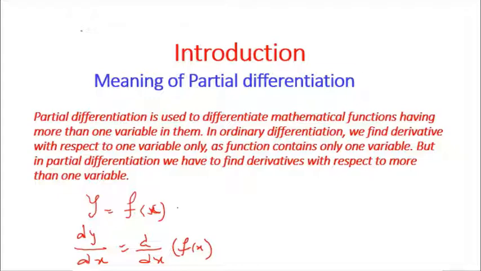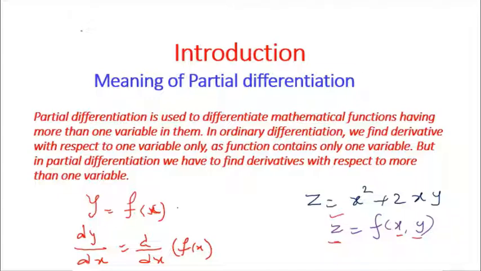But suppose I have a function like this, z is equal to x square plus 2xy. So here z is a function of x comma y. There are two independent variables x and y and one dependent variable z. Z is a function of more than one variable. Then in this case, what do you do? Do you find dz by dx, that is, differentiate z with respect to x? Or do you find dz by dy, that is, differentiate z with respect to y? What do you do? So there we get the case of partial differentiation.